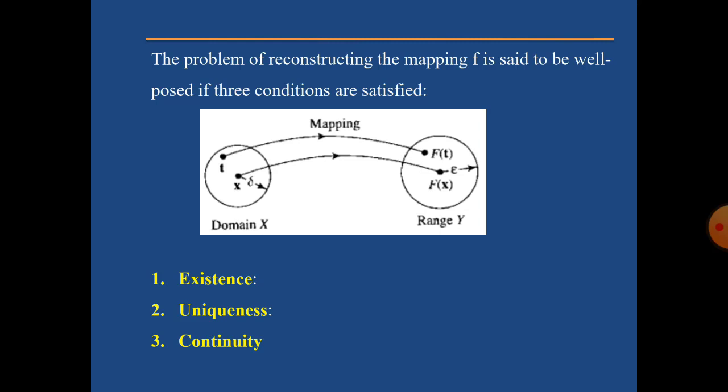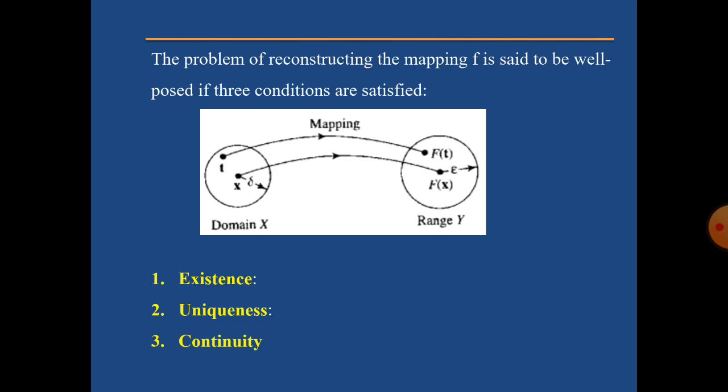What is existence? For every input vector x, see here, this domain x and range y, assume that the domain x is input and the range y is output. For every input vector x belonging to H, there does exist an output y equal to f of x. If there is an x in the input, f of x should exist. So that is existence, the first condition.